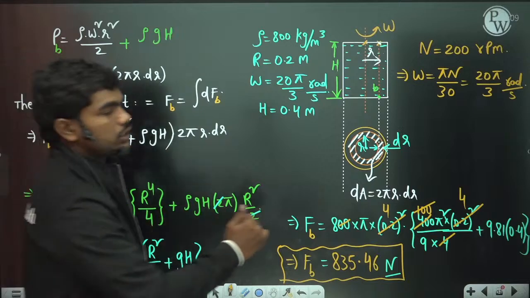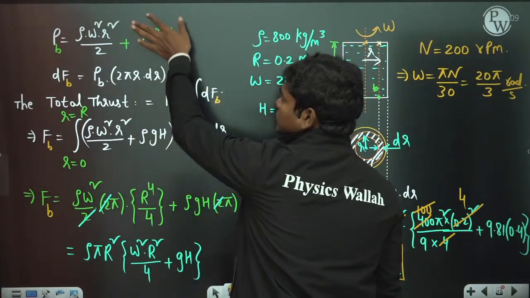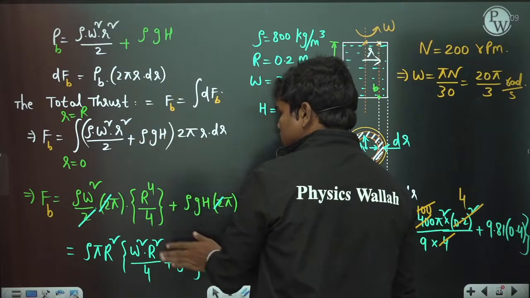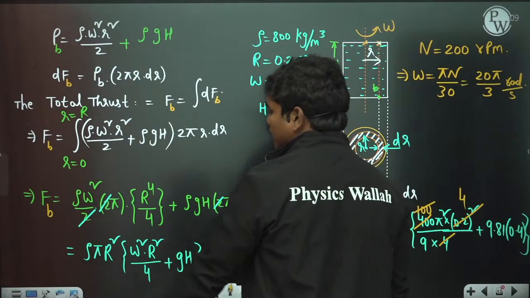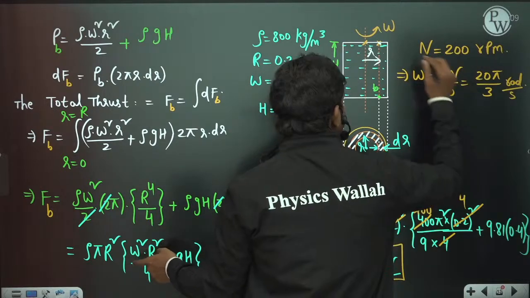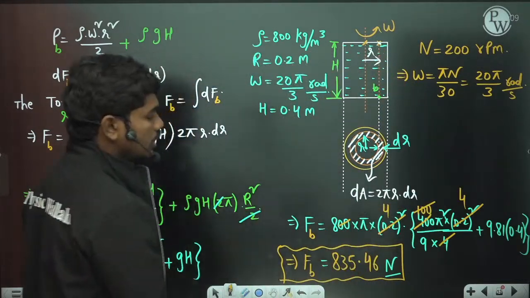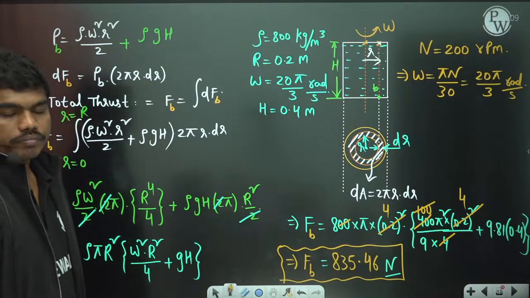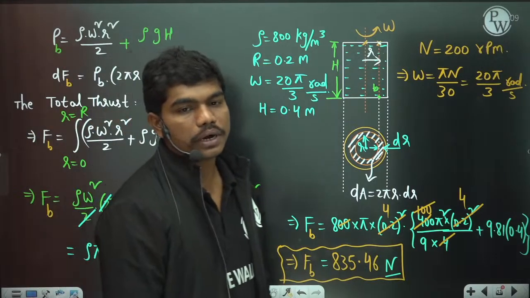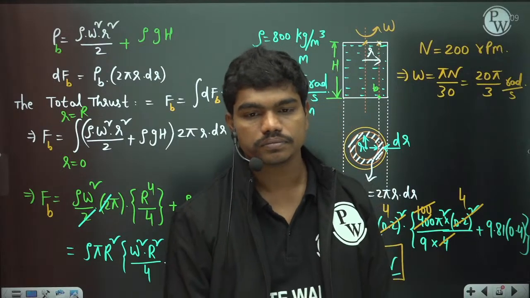If they ask you on the top surface, then this second term won't be there because there is no pressure head at that time, so H will be 0. So you have just rho into the area of the circle into the tangential velocity square by 4, that is v square by 4 at this location. That's how we get this value. Clear? Now, did you understand how to calculate the forces acting on the faces of the container?